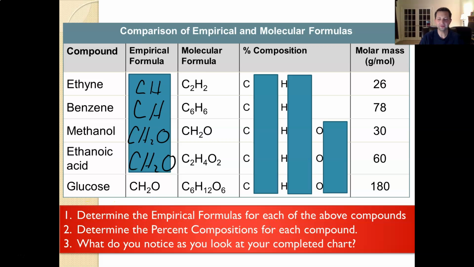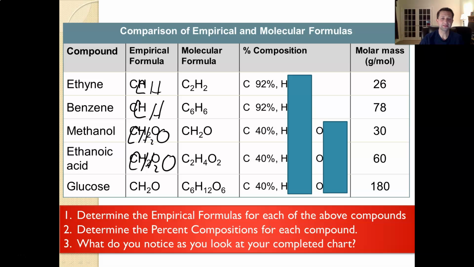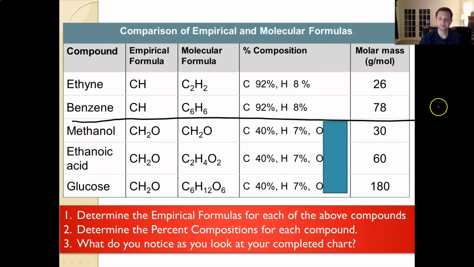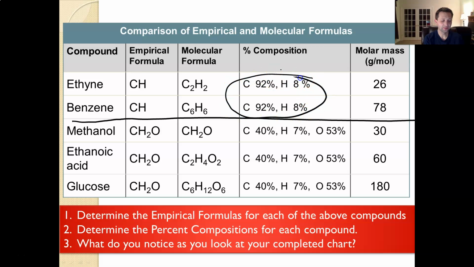So step 2, determine the percent composition for each compound. If you go through and figure this out using the percent composition process that you looked at a couple lessons ago, you're going to see that this is a little sloppy here now. Let me erase some of this for you, because all of it popped up on the slide. For ethyne and benzene, the percent composition is the same, because your empirical formula is the same.